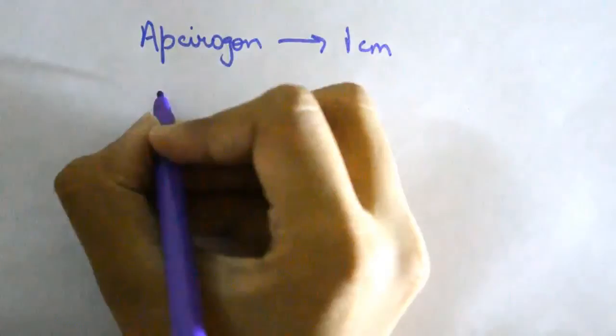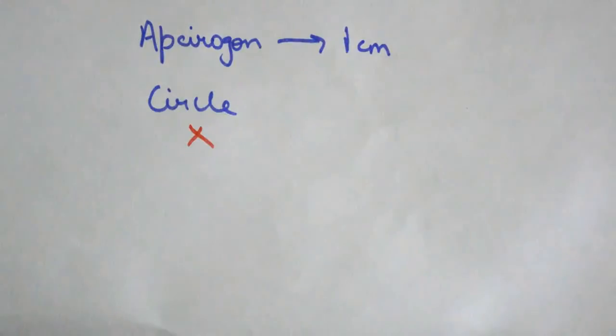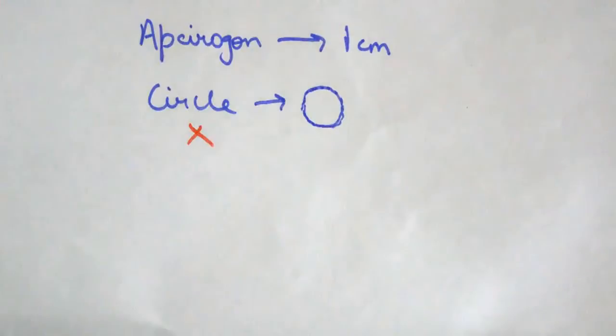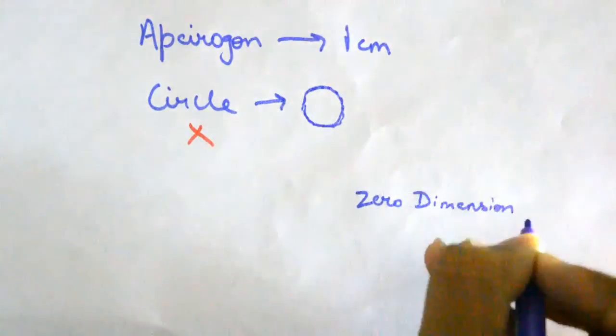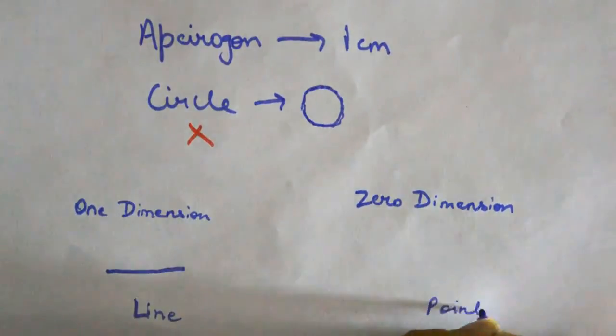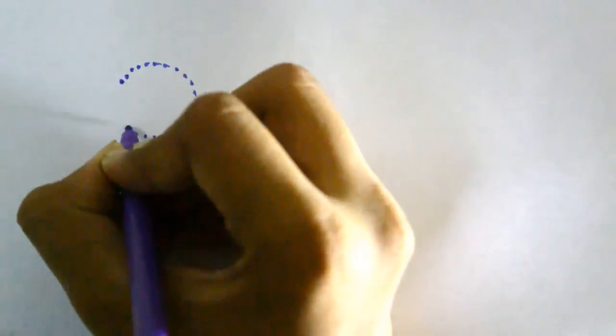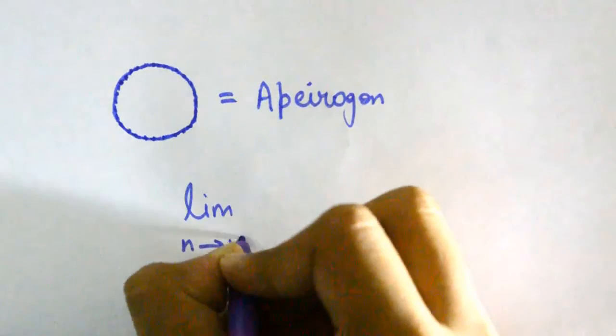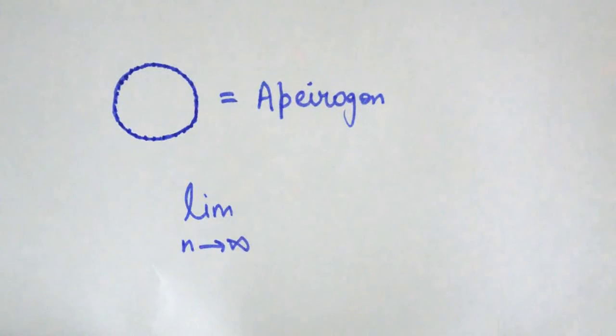So a side of an epirogon can have a length of 1 centimeter, but a circle cannot, because a circle is made up of infinitely many points, and a point is dimensionless, but a side of a polygon requires at least one dimension to exist. So a point cannot have a length of 1 centimeter. But an epirogon can have a point-sized side, so it can be considered as the sum of n-sided polygons as n approaches infinity.